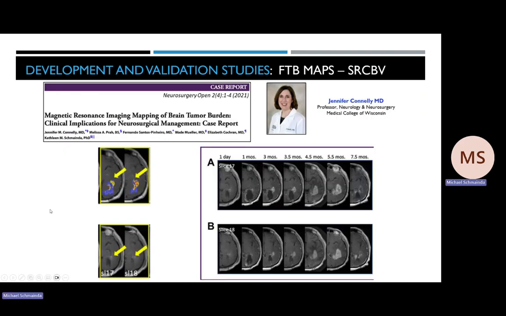Finally, getting back into the operating room, here's a study published by Dr. Jennifer Conley, where the region of enhancement with the FTB map superimposed was shown here. The surgeon did a great job of removing the areas of blue, which is consistent with necrotic tissue or dead tissue, but unfortunately missed areas of yellow and red, shown here. And over time, you can see that specific area really grew in a very short amount of time, indicating that the surgeon missed this region of very vascular tumor or high growth tumor.